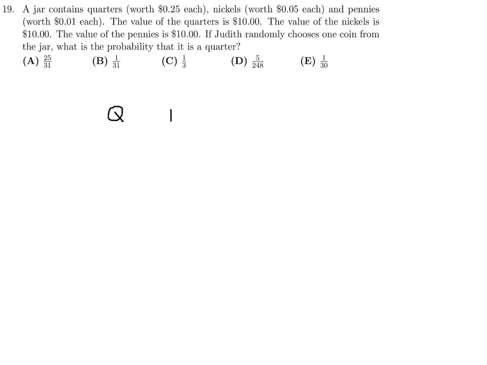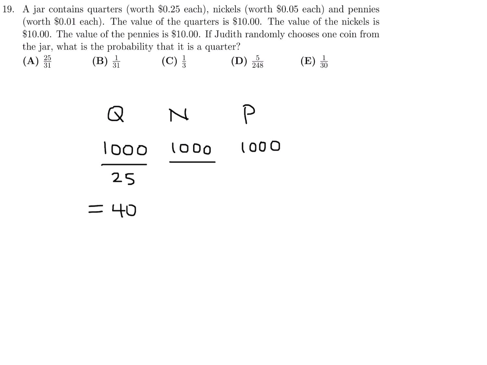Our quarters, nickels, and pennies are each valued at $10, but I'm going to convert them to cents since I have to work with cents. If I divide by 25 cents, it will give me the number of quarters, which is 40. If I divide by 5 cents, it will give me the number of nickels, which is 200. And if I divide by 1 cent, I get the number of pennies, which is 1,000.